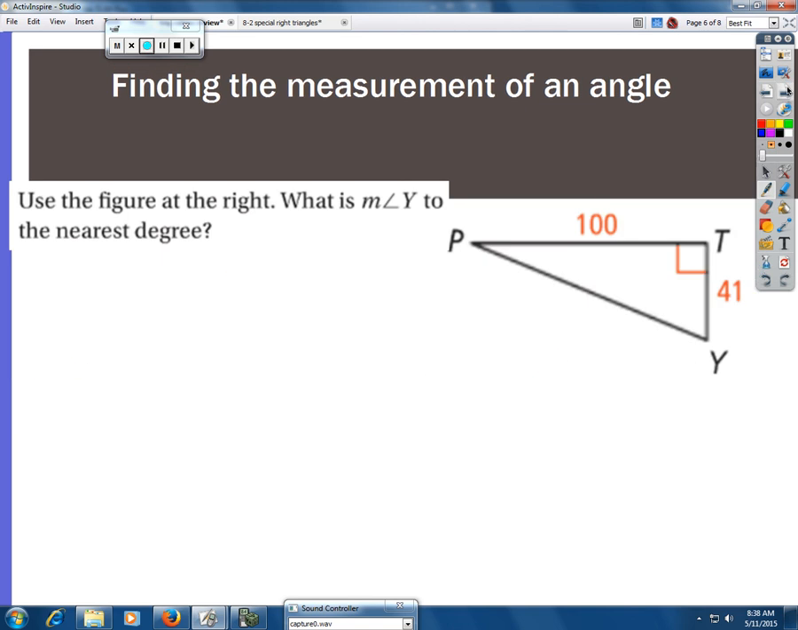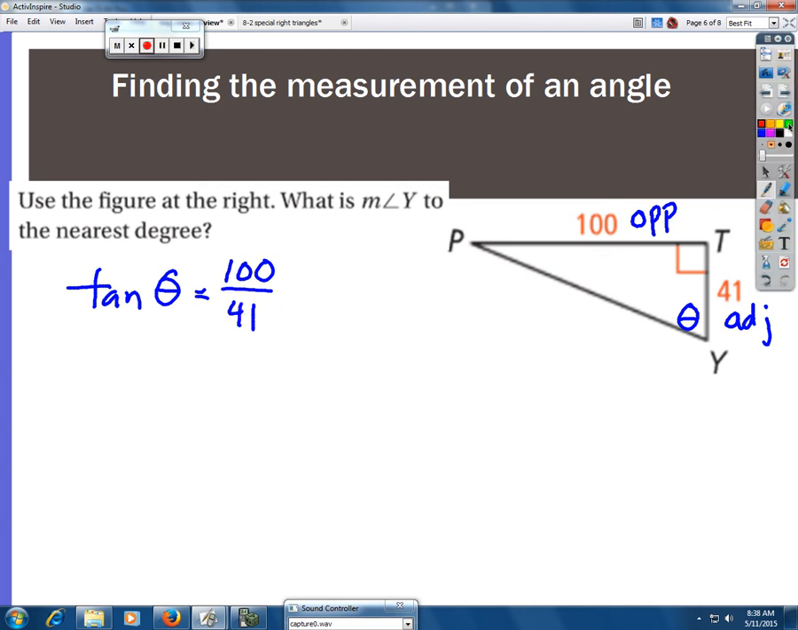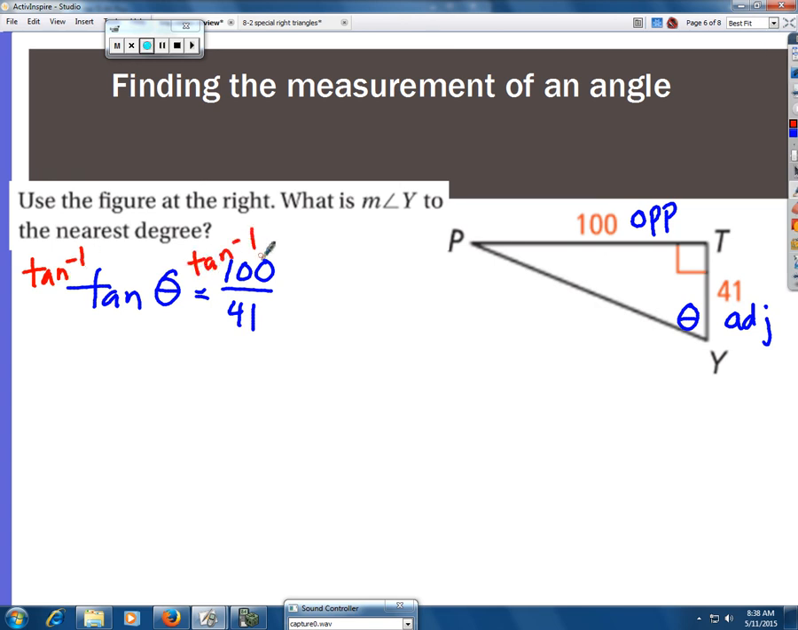And then our last problem is a measure of angle y to the nearest degree. So now y is my theta. And let's see, I don't have the hypotenuse. I have opposite and adjacent, which tells me I'm going to use tangent. So tangent theta is equal to opposite over adjacent, so 100 over 41. Take the inverse tangent, and I get theta is equal to inverse tangent of 100 over 41.